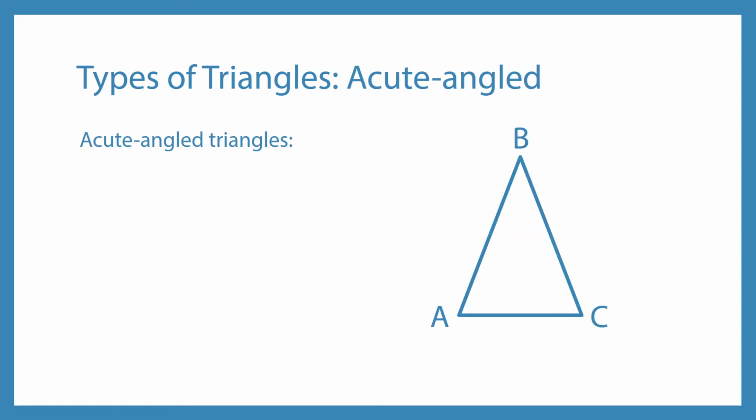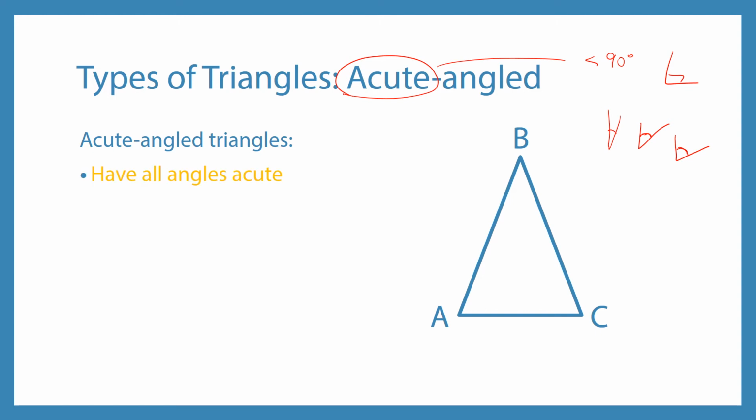Next is our acute angled triangle. We also haven't looked at what acute angles are. These are just angles which are less than 90 degrees. So they're going to be less than our right angle. So they could be like this, or like this, or like this. So these three angles are acute, just less than 90 degrees. So an acute angled triangle is where all of the angles in our triangle are acute.